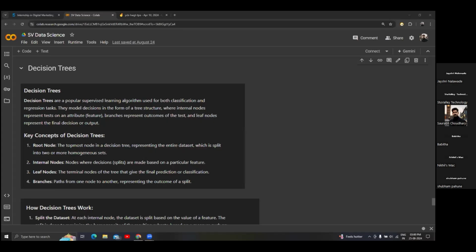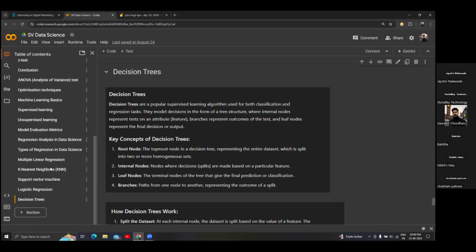So today we'll do the decision tree. Okay, logistic regression we have done. Decision tree we will do, and after that we will do support vector machine and K-nearest neighbor and all this. Let's do the decision tree today.